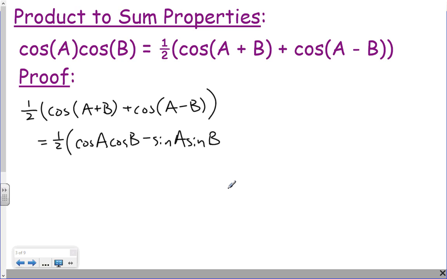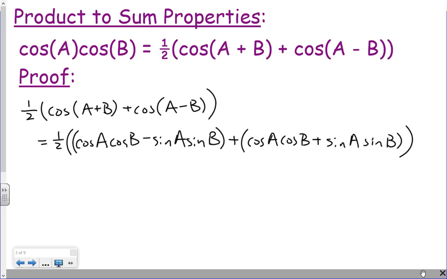That's the first part of this. Maybe I should actually put that in parentheses here just so we can see that that was the first part. Oops, we're adding these together. And now do the cosine of A minus B. Replace it with its composite argument property. It's the cosine of A times the cosine of B, but this time it's going to be plus the sine of A times the sine of B. That right there is our substitution using the composite argument properties.